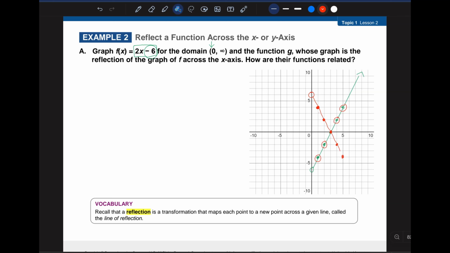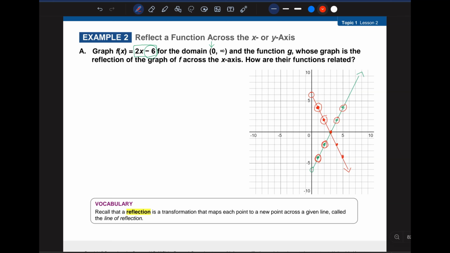I have reflected this graph over the x-axis. But when I'm thinking about how I can adjust my equation to show the equation of this red line that I just put on here, I have to think, well, when I go across the x-axis, that's vertical. I have points down here and a point up here, a point down here and a point up here. So this is a vertical thing. So that should adjust my y value.